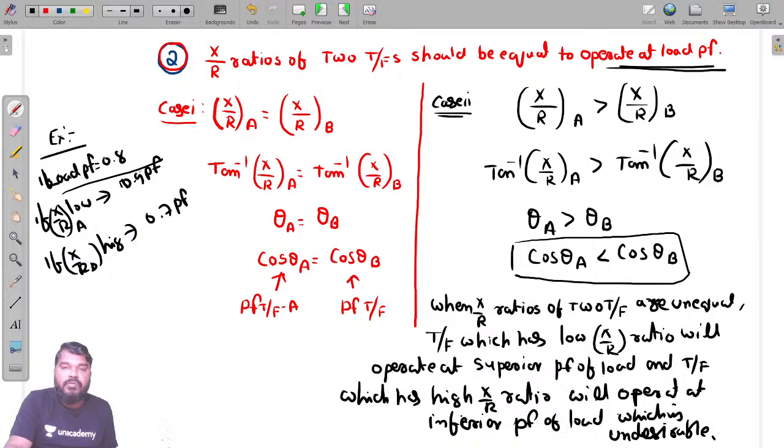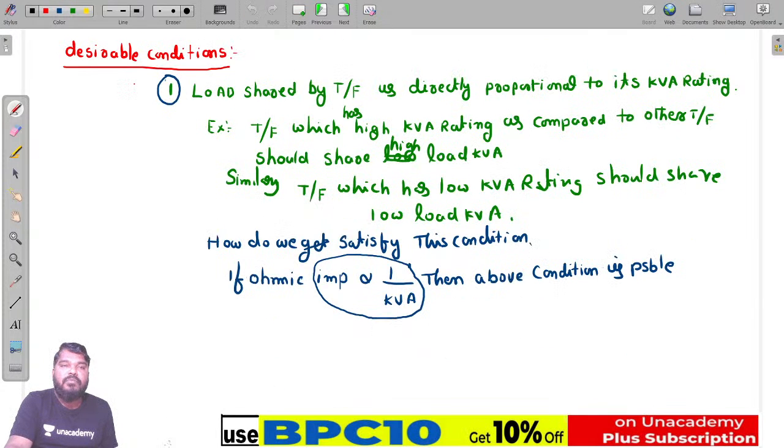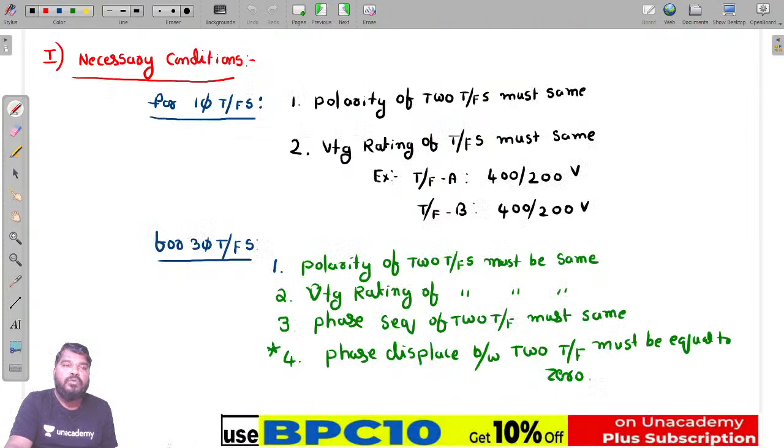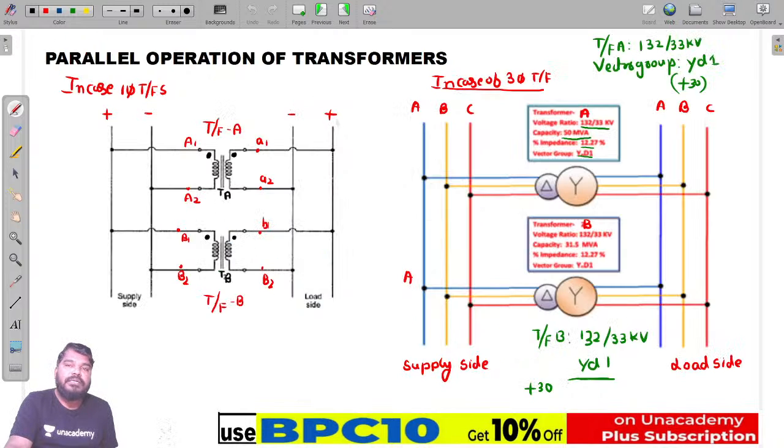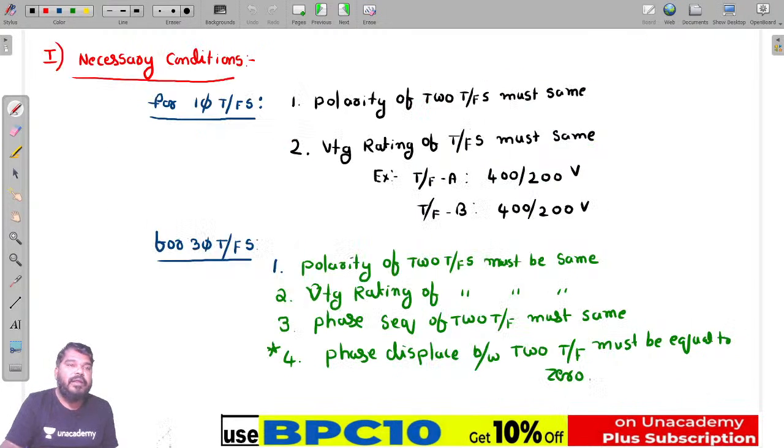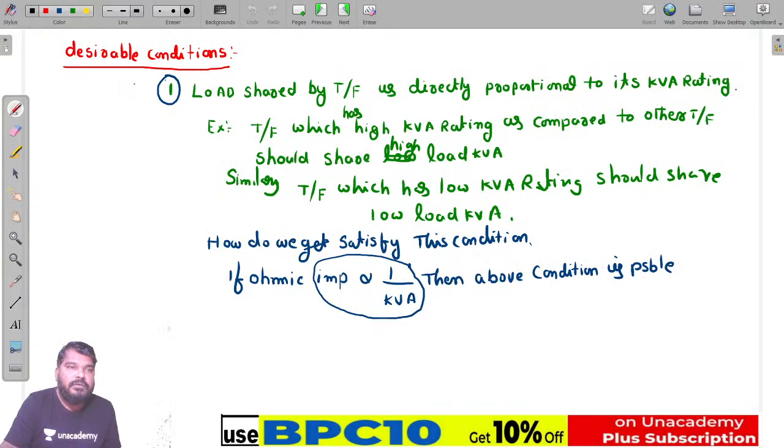Okay, all of it clear now? So these are the desirable conditions and also necessary conditions to connect the transformers in parallel. Very important. Next one, the second case: the desirable conditions to connect the transformers in parallel.